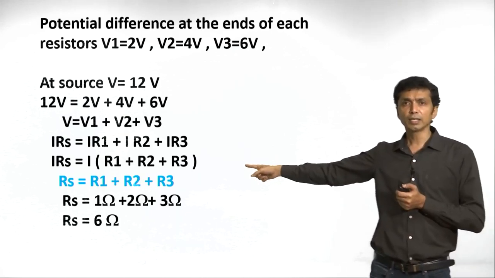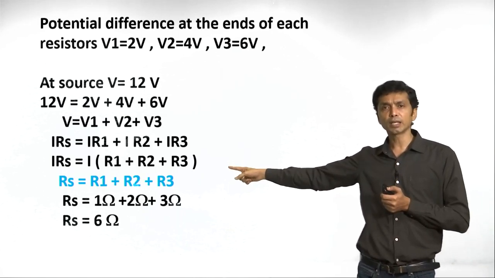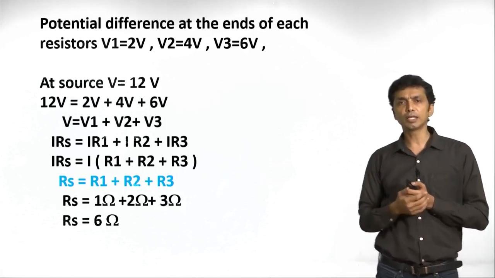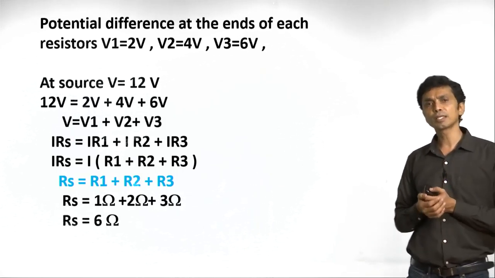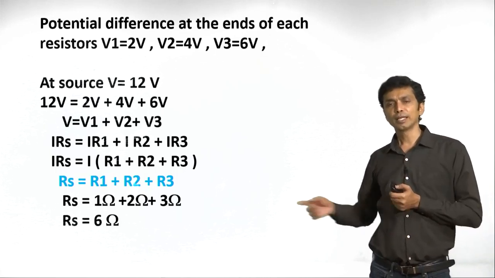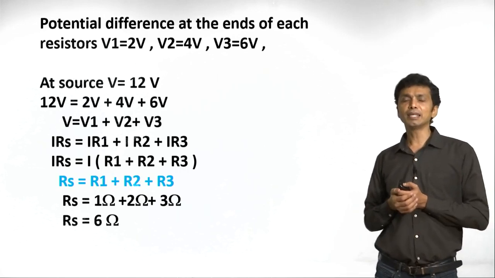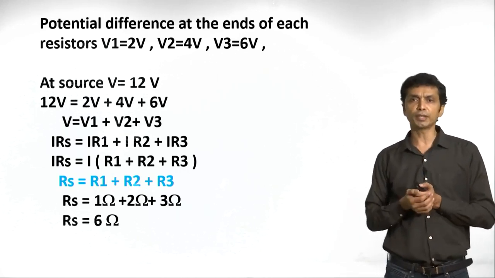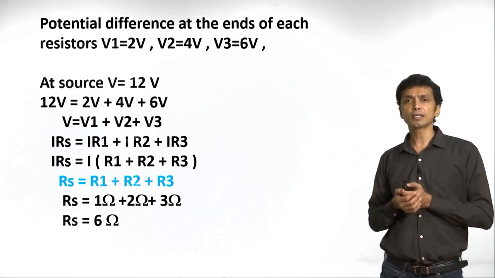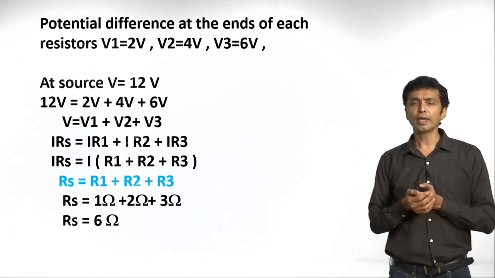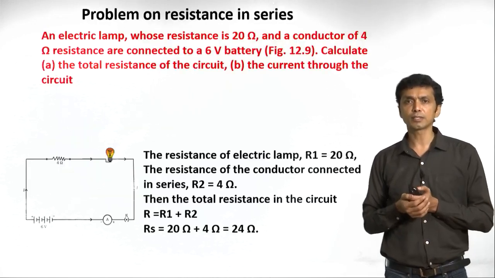By substituting IR in place of V, that is Ohm's law, and taking the current common, we find that RS is equal to R1 plus R2 plus R3. So, this is the series resistance. The total resistance of the circuit we can get by just adding the resistors. This is the conclusion: by adding the resistors we get the total resistance of the circuit when the resistors are connected in series.